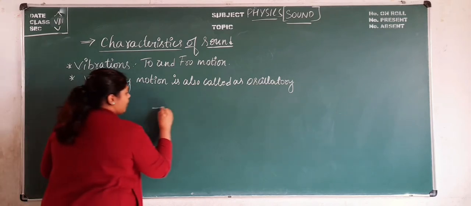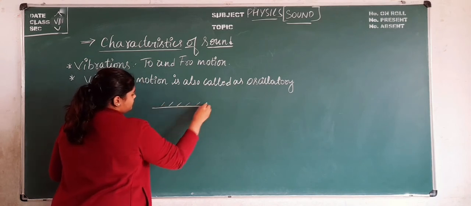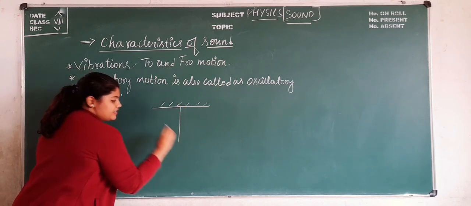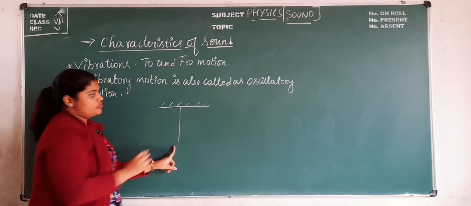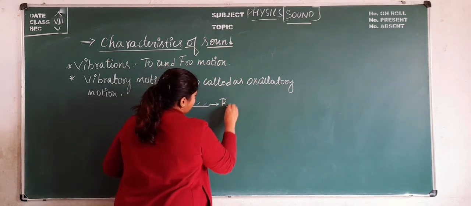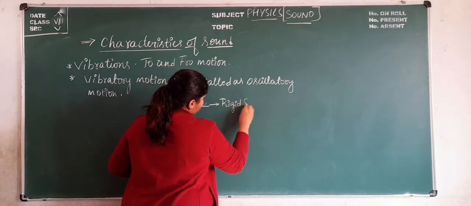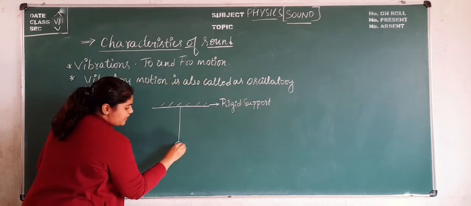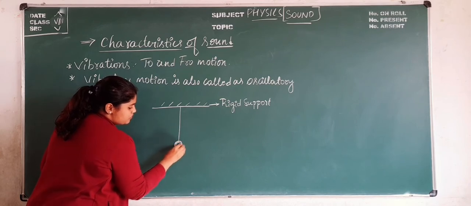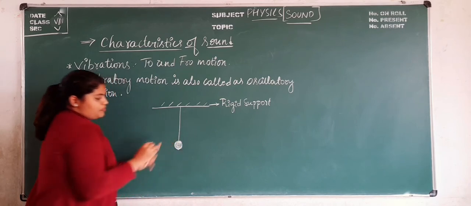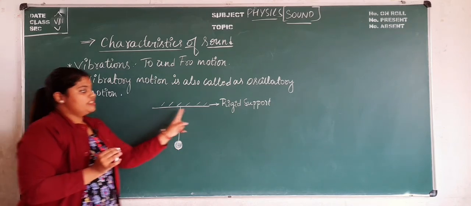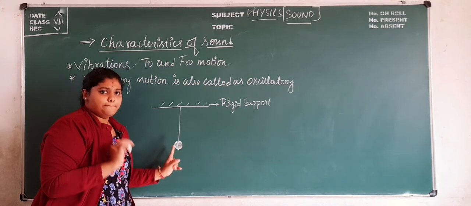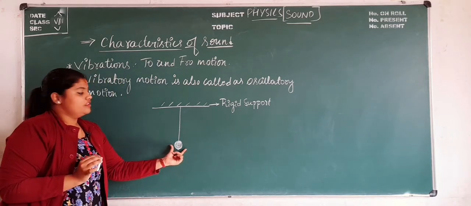So now, this is a rigid surface. To this rigid surface, we shall connect a string. So we are attaching a string to this rigid support. And to this string, we are connecting a metallic ball. So here we are connecting a metallic ball to the freely suspended string. Now this is in the form of a pendulum.